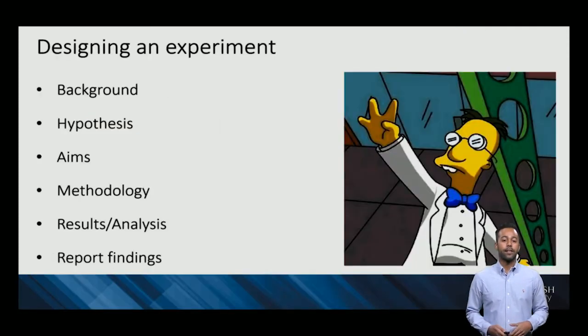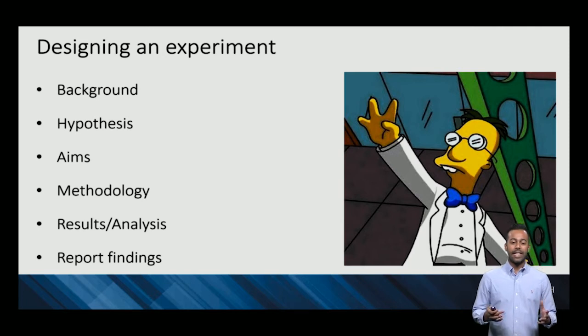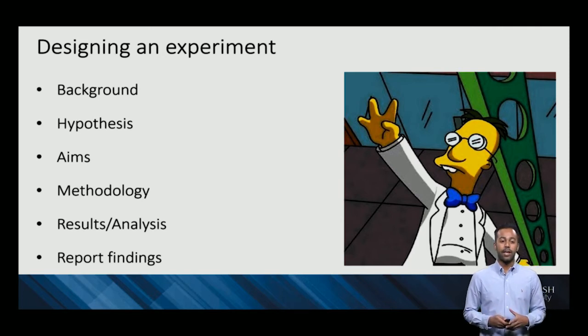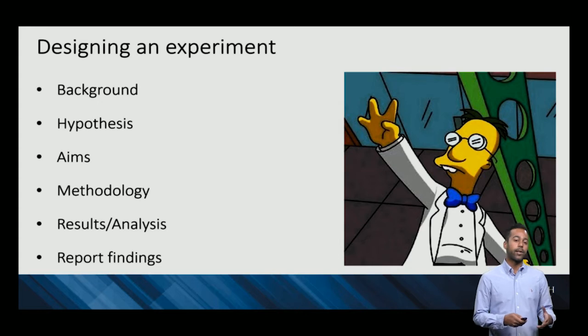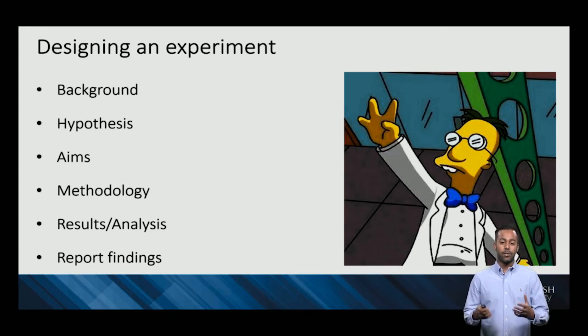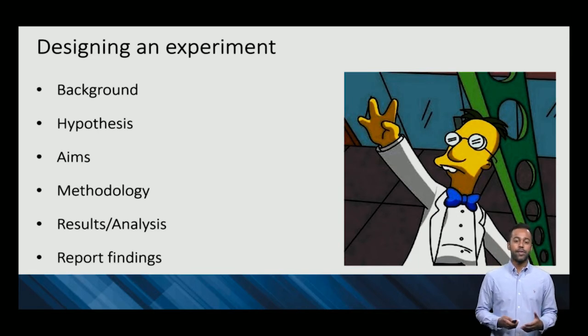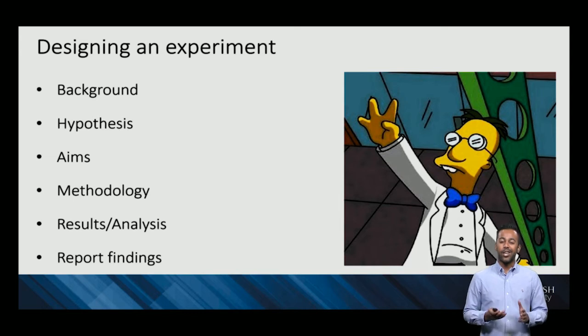So when we're designing an experiment, there are many components to how we get from answering our research question to then publishing and reporting our findings. So we start with a background, we then formulate a research question or a hypothesis. We then have an objective or an aim. We then think about a methodology, so how we're going to achieve our aim. And then we have to get our results, we have to analyse them, and then report our findings.